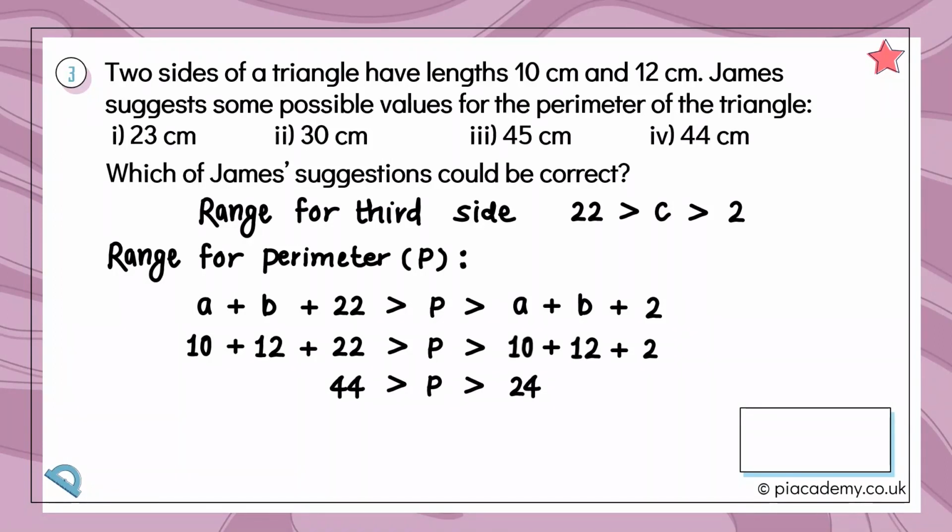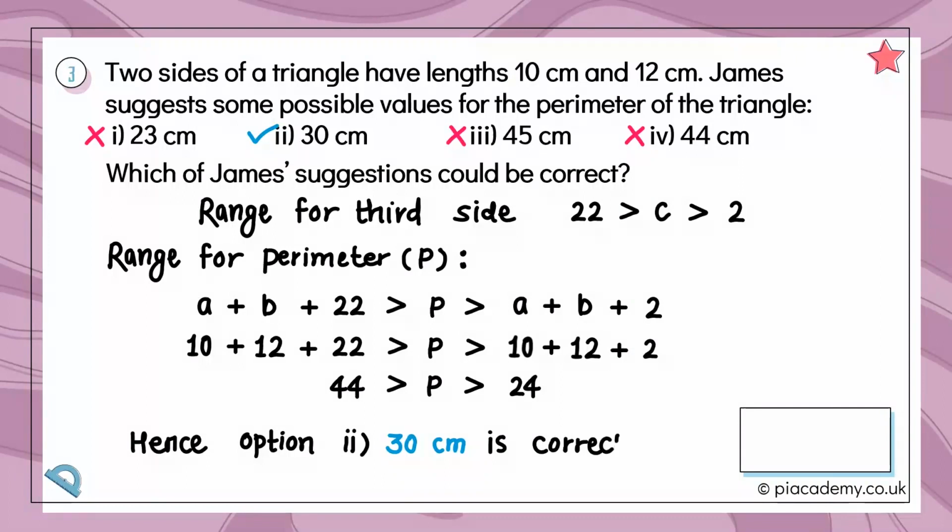When we compare the given values which James suggested as the possible values for the perimeter, we can see that 23, 45 and 44 do not fit the bill, but only 30 centimeter does. That is why we can say that option number 2, that is 30 centimeter, is the correct answer. So our final answer is going to be option 2, which is 30 centimeter.